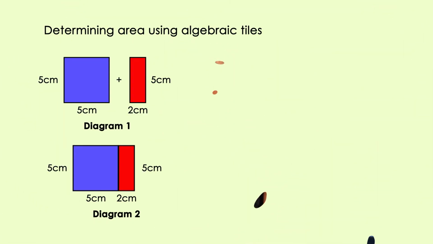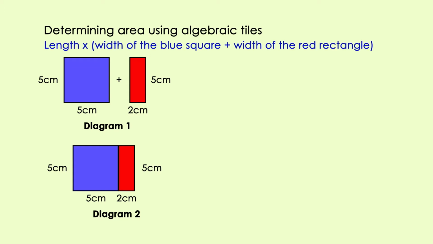Boys and girls, let us do this activity together. Let's look at the area of the following diagram. For diagram 1, we are going to add up the area of blue square and the red rectangle. As for diagram 2, we are going to use length times in bracket width of the blue square plus width of the red rectangle. Boys and girls, do you remember the distributive law? Yes, we are applying the distributive law here.